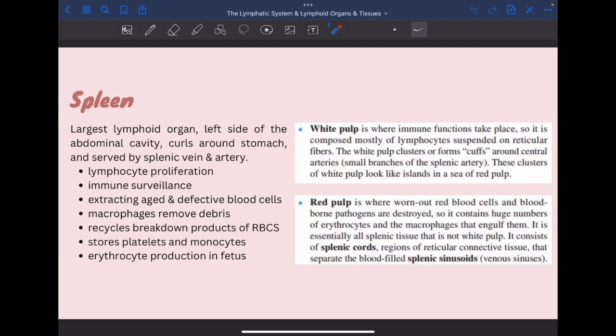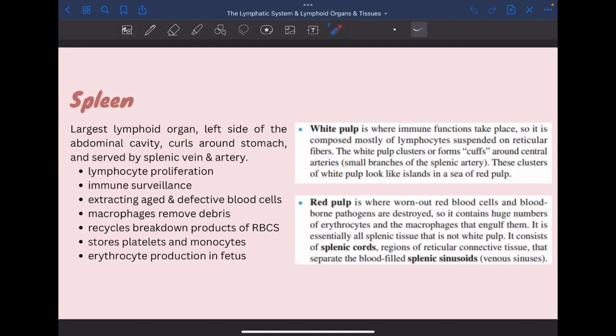It has multiple different functions, from functions relating to the immune system, like lymphocyte proliferation and immune surveillance, and other functions relating to the blood, like blood cleansing, extraction of aged and defective cells, and recycling some of the breakdown of RBCs. It's also very important that it stores platelets and monocytes, and also that in the fetus it's considered a site for erythrocytes to be produced.